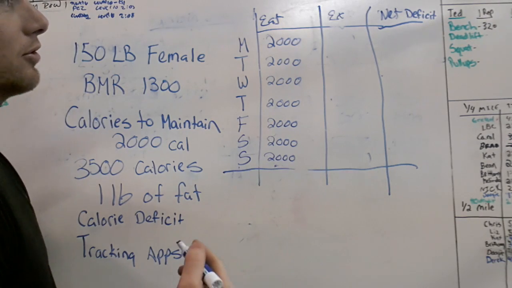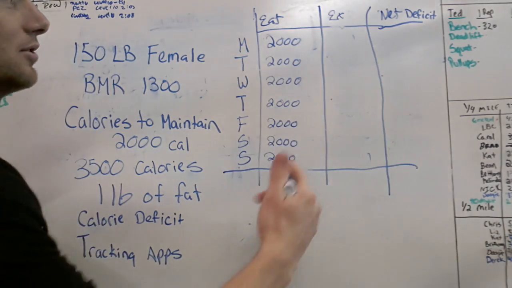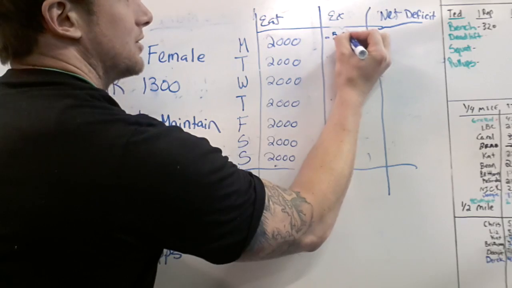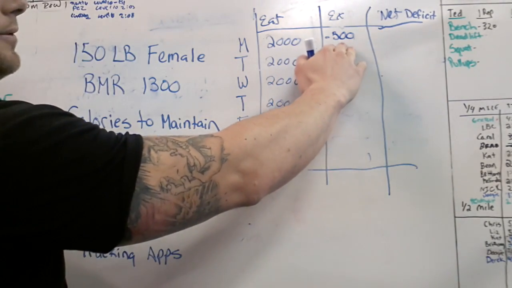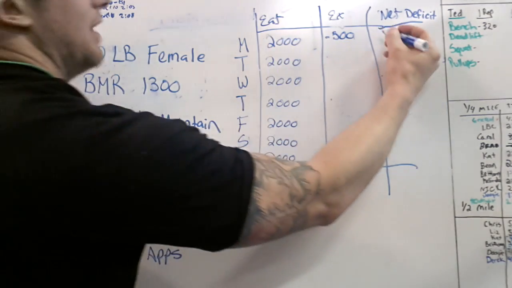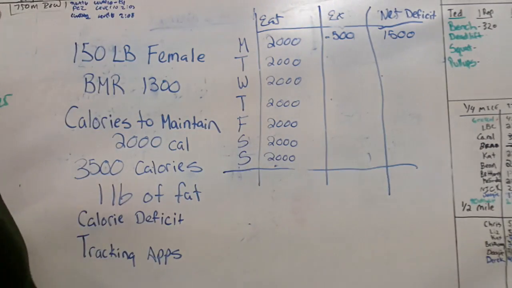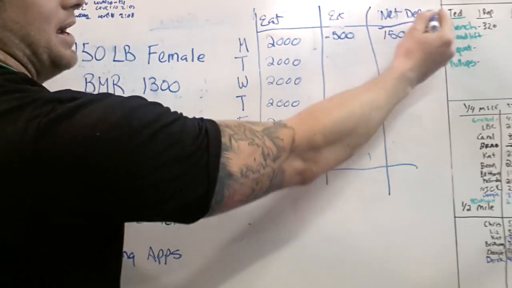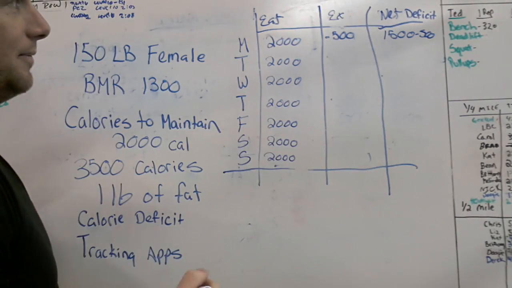Now, because we want to create a deficit, what we do is either you diet or you exercise. Because we want to be healthy, we exercise. And say we burn 500 calories, now that's 2,000 minus 500, we're now at 1,500 calories, which is a negative 500. You've created a 500 calorie deficit through exercise.